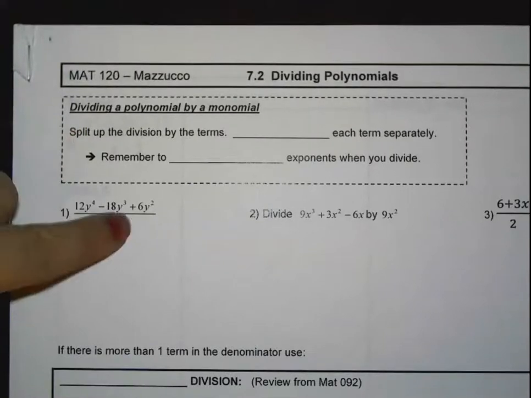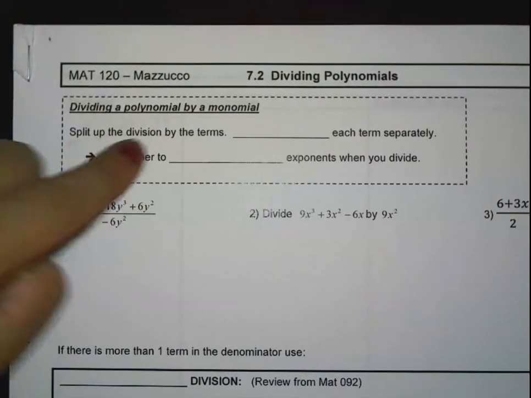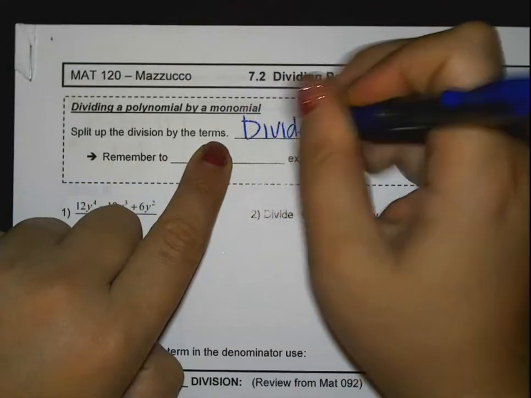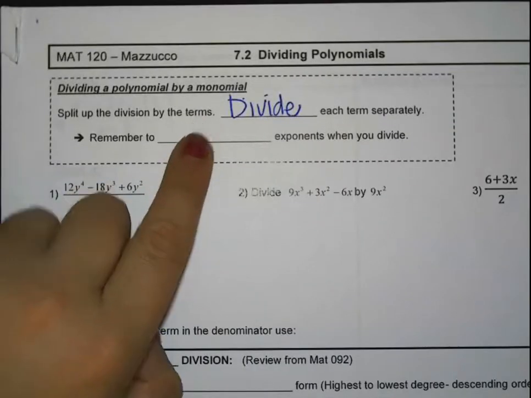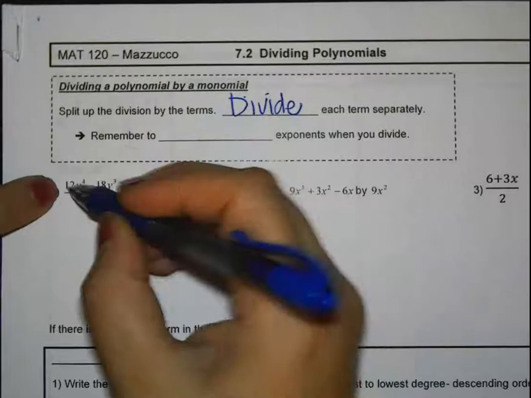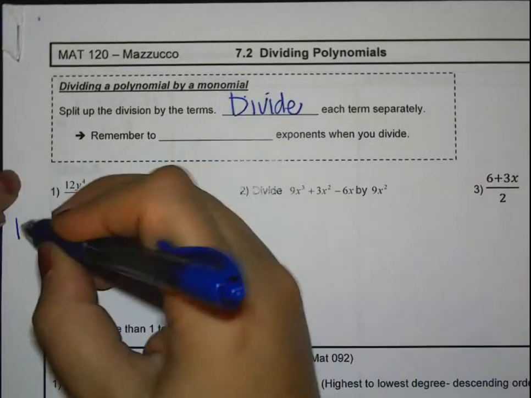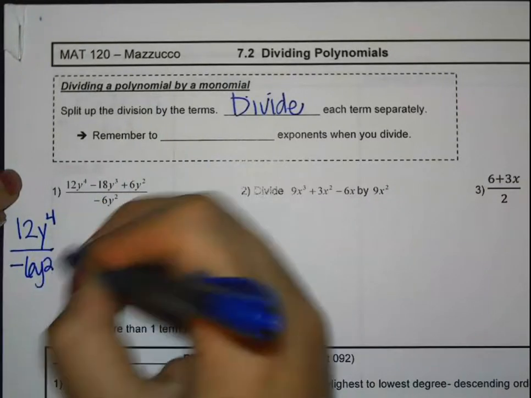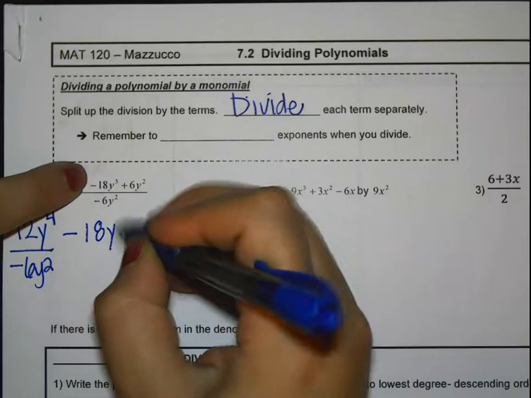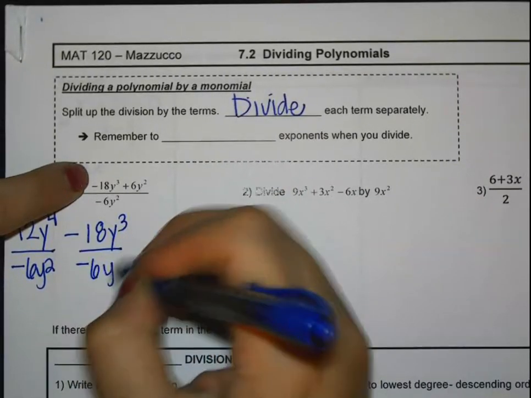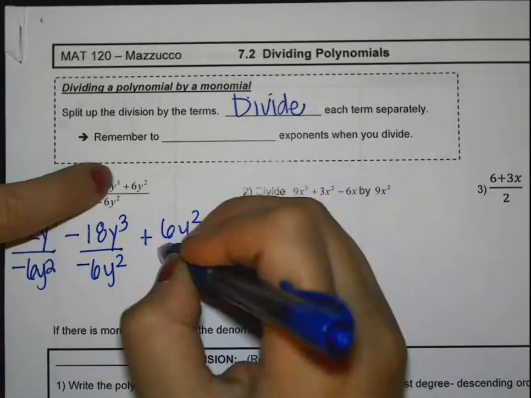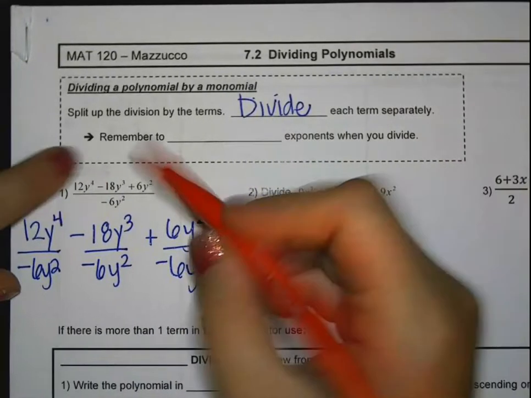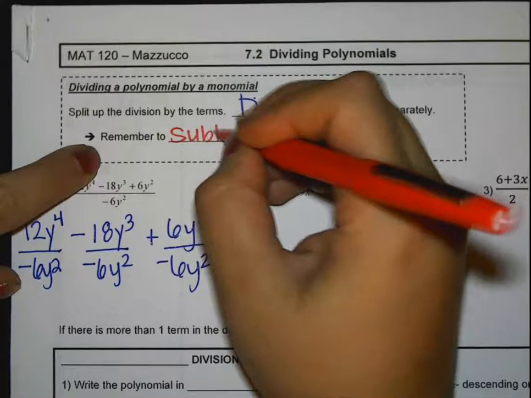So if you're dividing by just one term, split up the division by the terms and divide each term separately. And then remember, because we have exponents here now, when we're doing 12y to the 4th over negative 6y squared, we're splitting this up here into 3 divisions. Now when you're dividing, remember from last chapter, when you divide, you subtract the exponents.